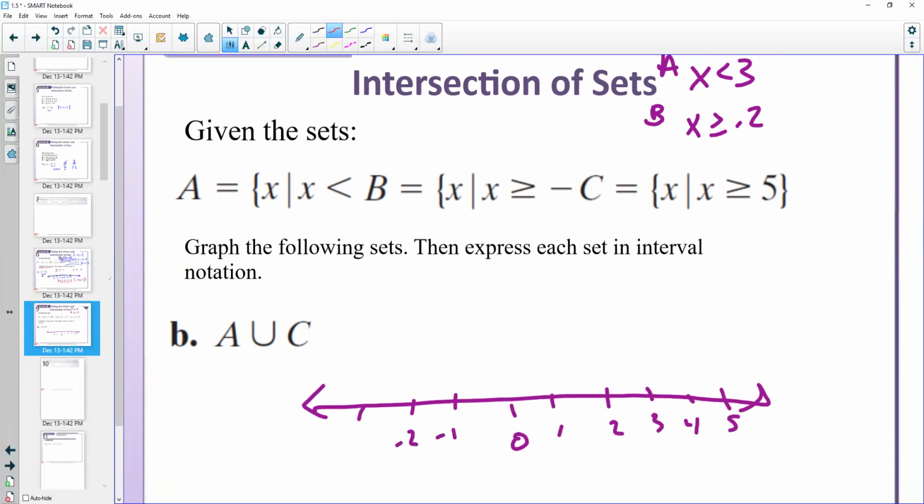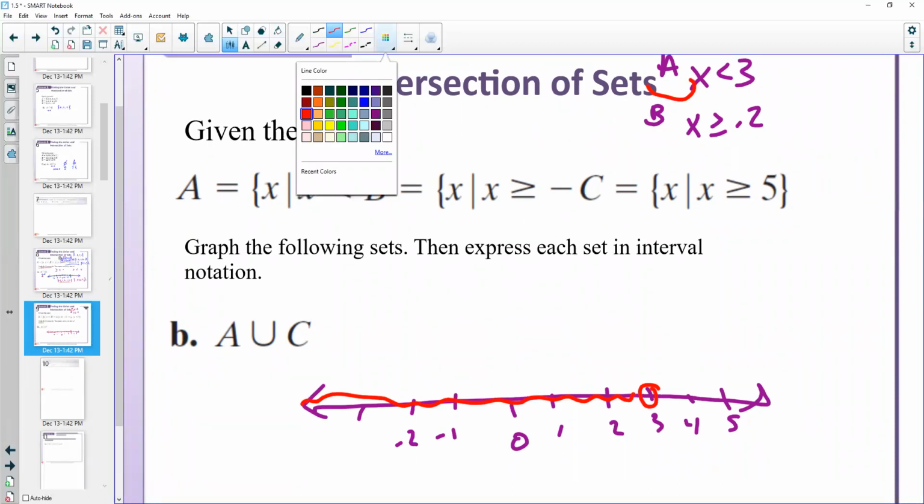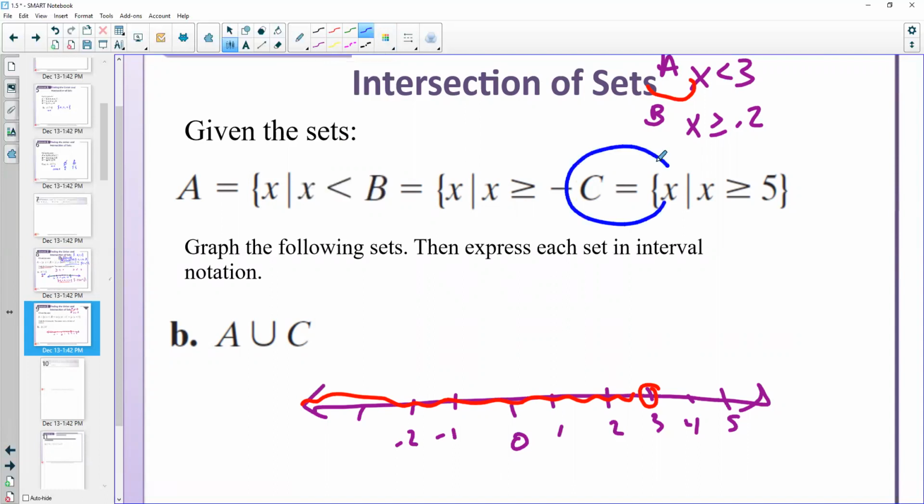A, I'm going to do in red. A is where x is less than 3. So again, open circle, color to your left. C, I'll do that in blue. C is where x is greater than or equal to 5. So colored in circle over this way. Or means both things are okay. So what I have to use is both.